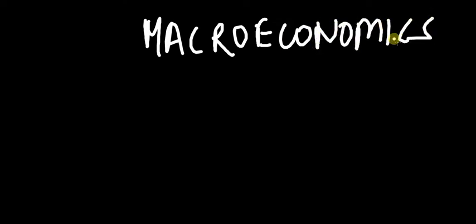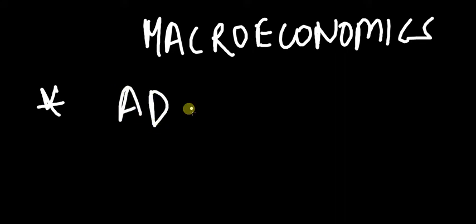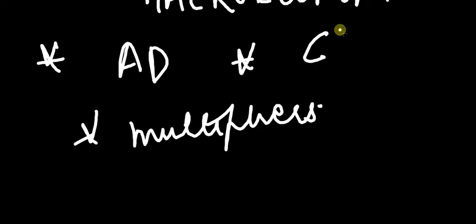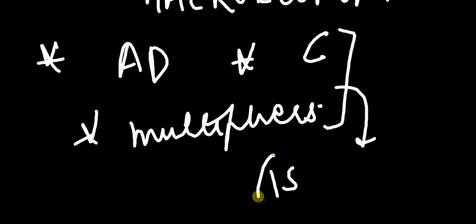Hi, in this video we are going to begin with macroeconomics, and I would be going in the following way. I would be telling you what is AD, what is the consumption function, how do you find multipliers, and from this how do you find the IS curve.